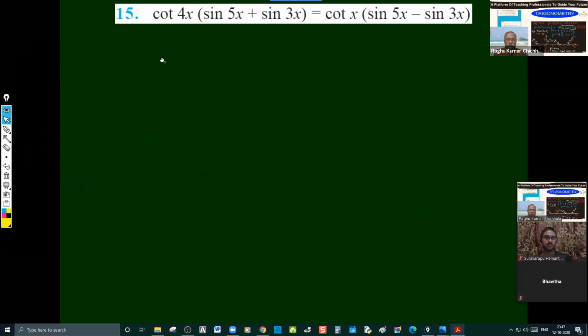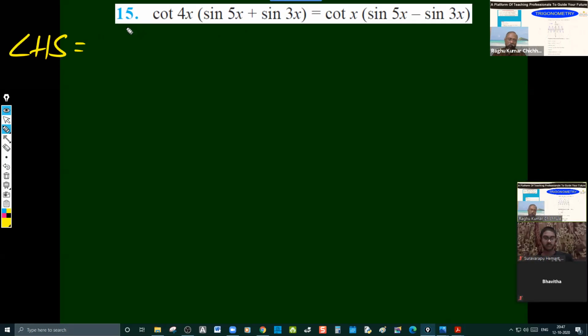Next, 15th one. Cot 4x into sine 5x plus sine 3x is equal to cot x into sine 5x minus sine 3x. What we can do, we can simplify both LHS and RHS, and then we can prove that both are equal. That is one way. And the other way, I'll give you a standard result for the purpose of objectives. I'll come to that. But before that, let me write LHS.